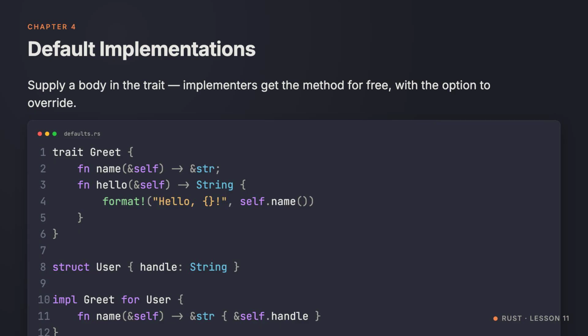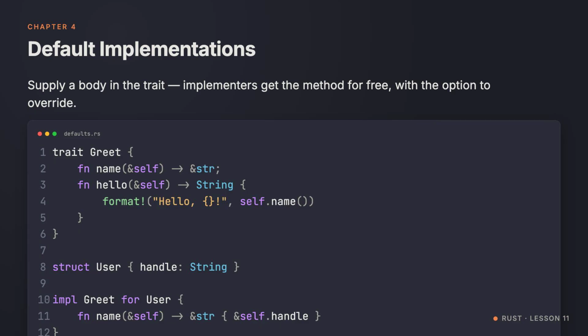The example defines a greet trait. It requires one method, name, which must be provided by every implementer. But it also supplies a default hello method built on top of name. Any type that implements greet automatically has a hello method that calls name and formats a greeting. The user struct implements greet by providing only the name method. Hello comes along for free.